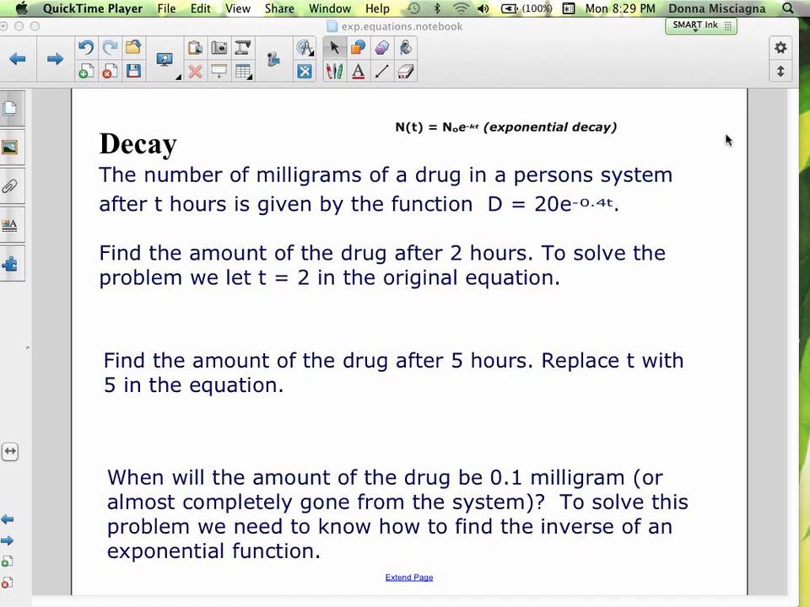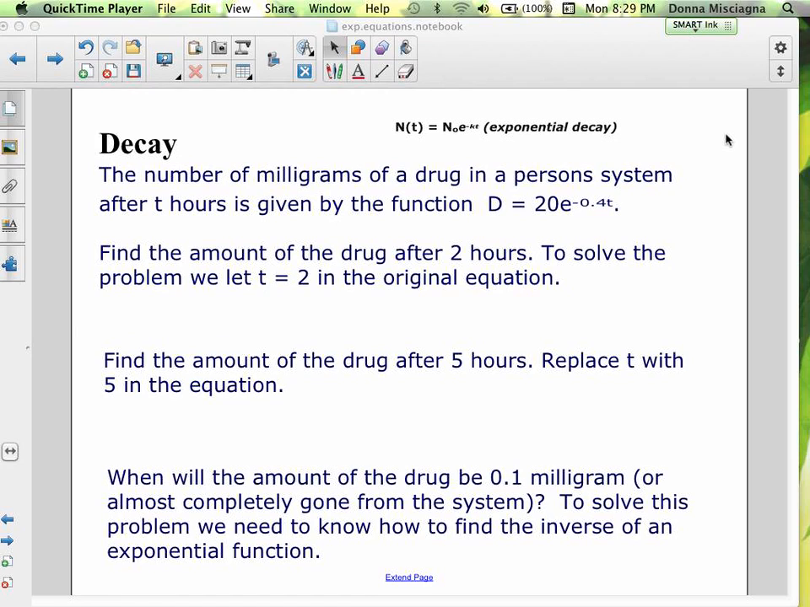All right, so we're going to look at exponential decay, and this is continuous exponential decay. The number of milligrams of a drug in a person's system after t hours is given by the function d equals 20e to the negative 0.4t. It's important that doctors and physicians know how much drug remains in a system.